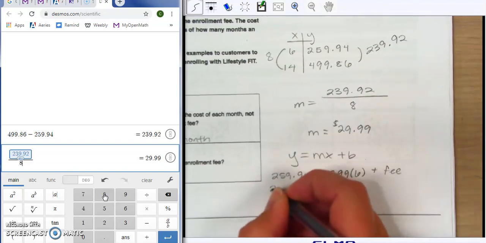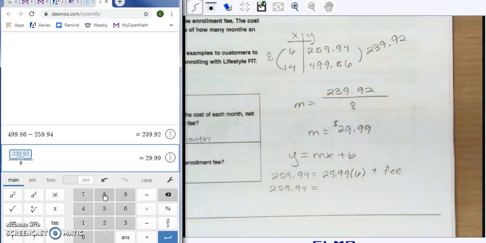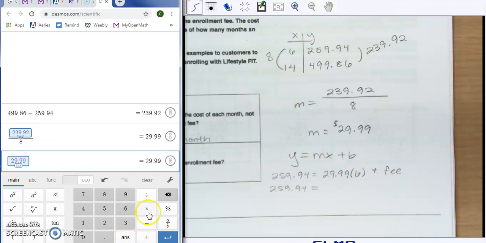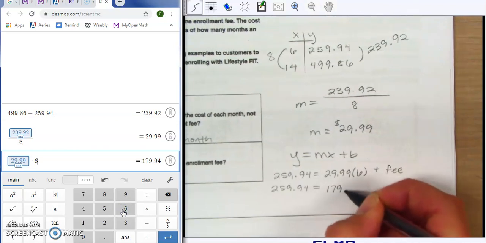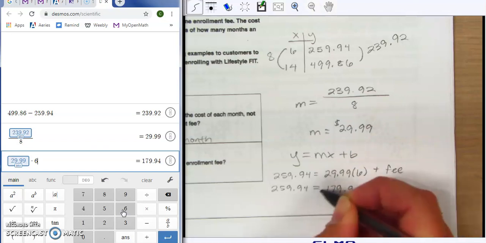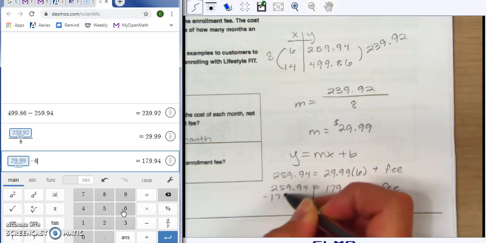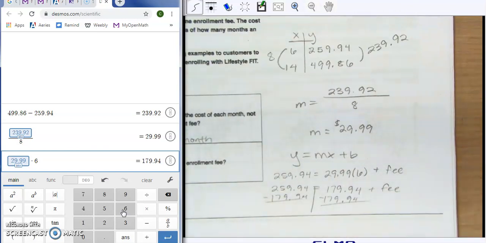All right, so that means we would have $259.94 would equal, let's take that $29.99 and multiply it by 6 months. Gives me $179.94 plus whatever that startup fee was. Now to figure out the startup fee, let's take out what we know we paid for those months minus $179.94. And let's see what that one-time startup fee was.